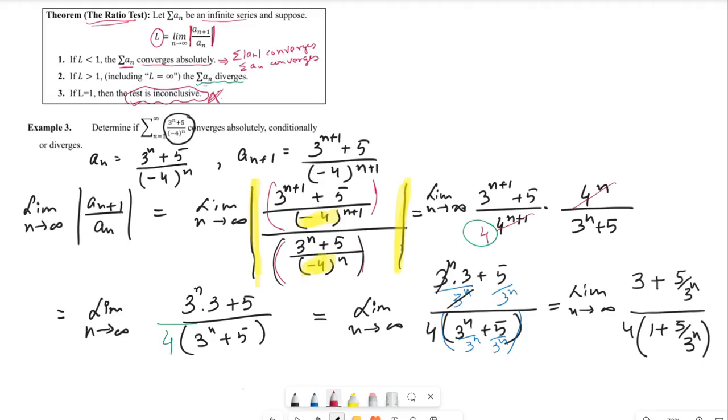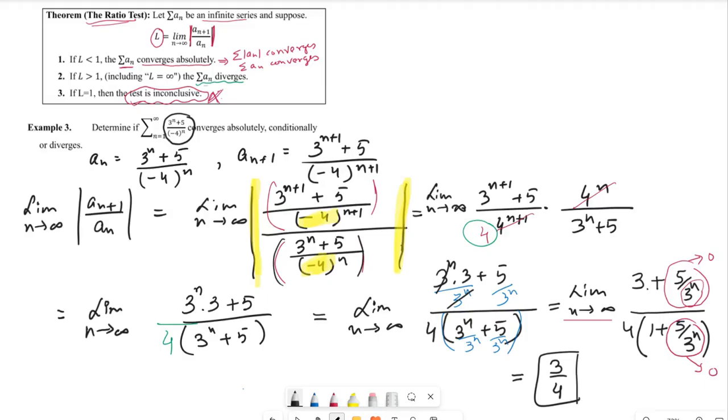Now, n is approaching infinity. If n approaches infinity, 3^n approaches infinity. So that means this whole thing is going to approach 0, and this whole thing is also going to approach 0. So my limit basically is 3/4, right? We found this limit, that is your L.